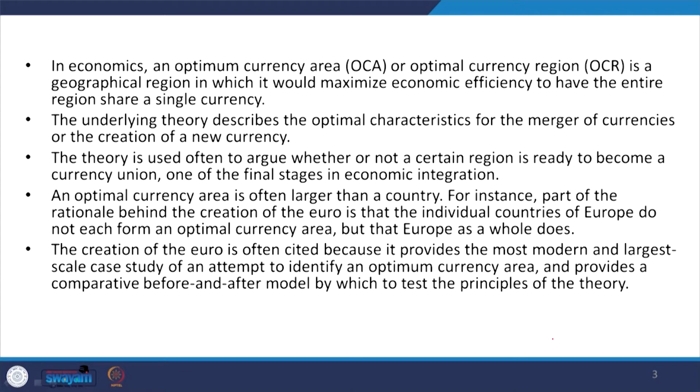So, an optimal currency area is often larger than a country, because many countries merge not by their physical boundary, but by their currency. For instance, part of the rationale behind the creation of the euro is that the individual countries of Europe do not each form an optimal currency area, but that Europe as a whole does.